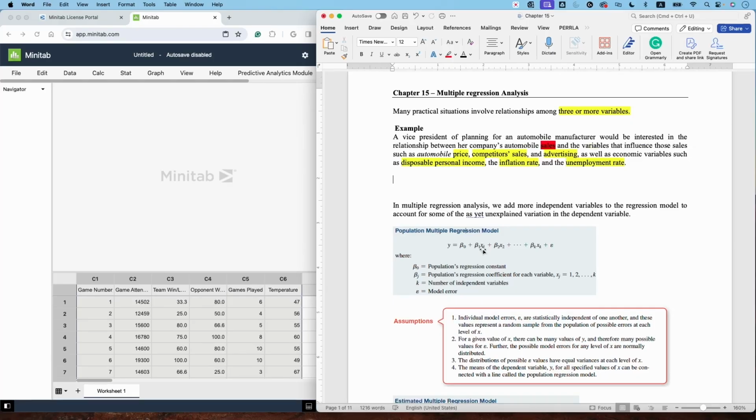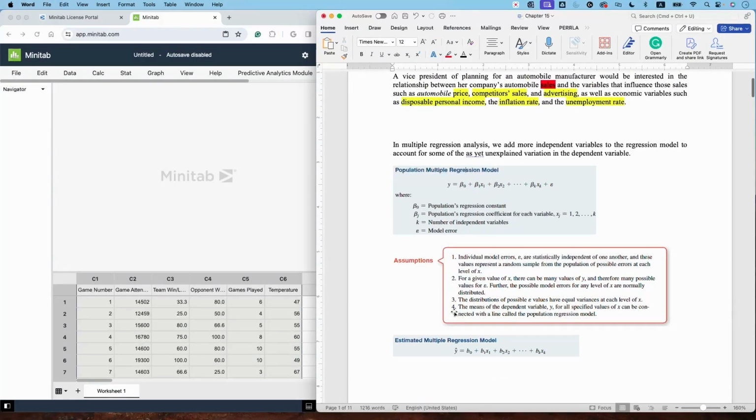The bottom line is what? Now we have more than x1. We believe that we have more variables that may contribute to explaining the variation of y. Does that make sense? Again, this is beta naught, this is beta 1, beta 2, and this is the population model. And as we said, we have assumptions they have to meet.